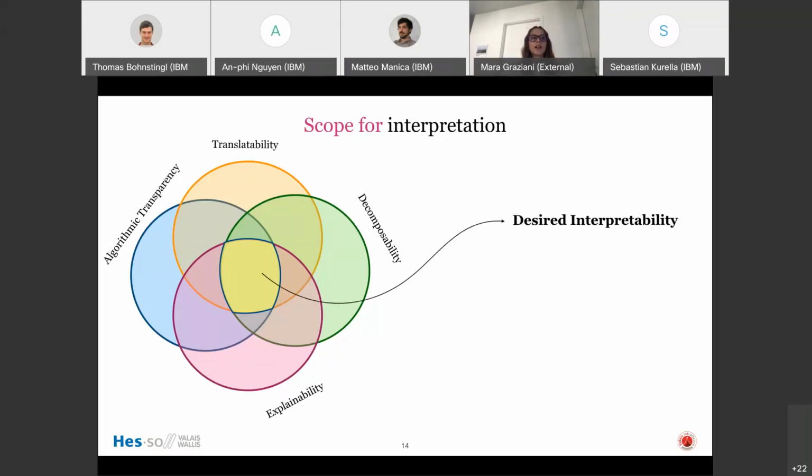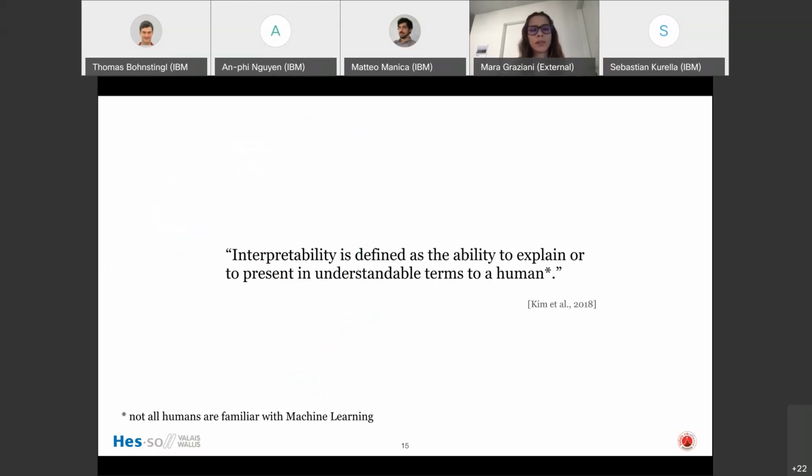Now, all of these parts are partially overlapping and they're partially complementary. So probably our desired target for interpretability is somewhere at the intersection of all of them, and then we can navigate towards one specific area rather than another, depending on the scope of the interpretation. If we were to look at how interpretability has been defined in research, we would find several different definitions. We would for sure appreciate this quote: interpretability is defined as the ability to explain or to present in understandable terms to a human. And I'd like to point out that not all humans are familiar with machine learning.